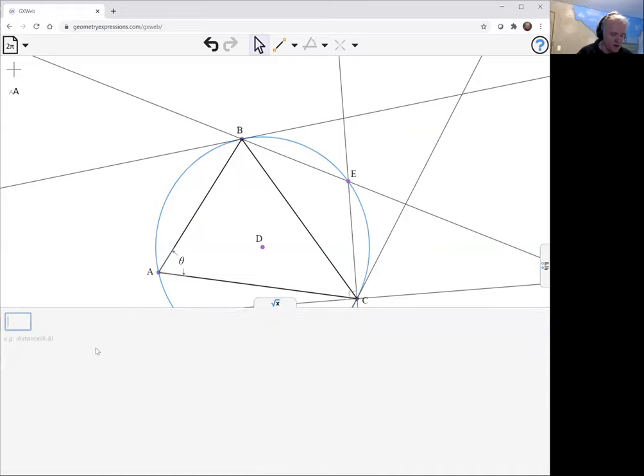So let's do that. Angle L4, L3. Pi minus theta, as we wanted. That tells me that this is a cyclic quadrilateral, A, B, C, E.